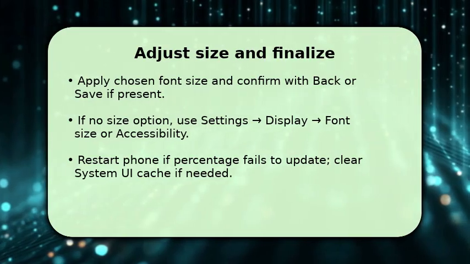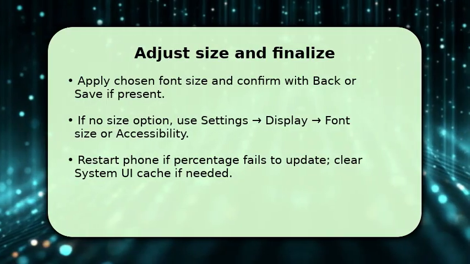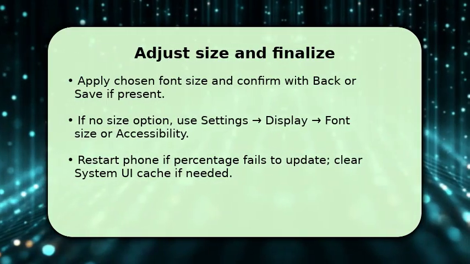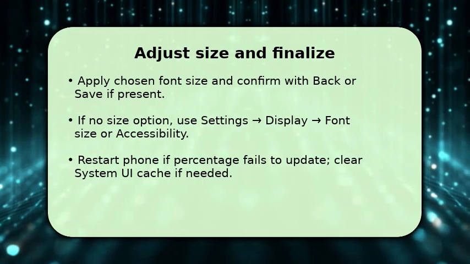If the percentage still looks unchanged, restart the phone, and if problems persist, clear the system UI cache, or toggle the percentage off and on. That troubleshooting step fixes most update glitches.